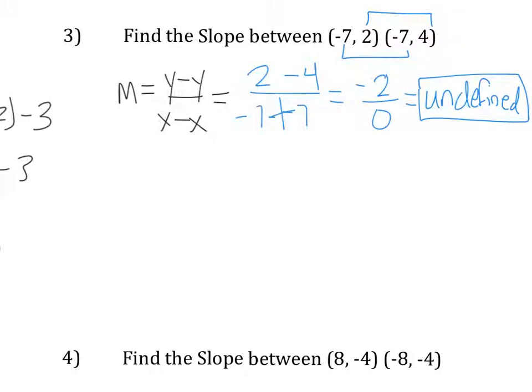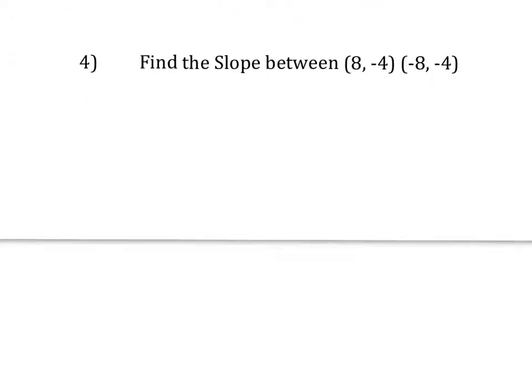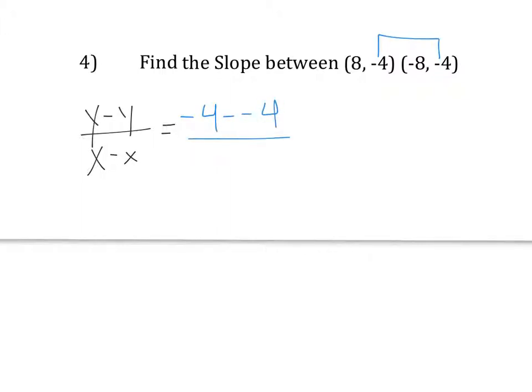Now, number 4. Same thing. Y minus y over x minus x. Subtracting our y's, I have negative, that's not a negative, so I can erase that. Negative 4 minus negative 4 over, subtracting our x's, which is 8 minus negative 8. The double negatives will change to a positive. Negative 4 plus 4 is 0 over 8 plus 8, which is 16.